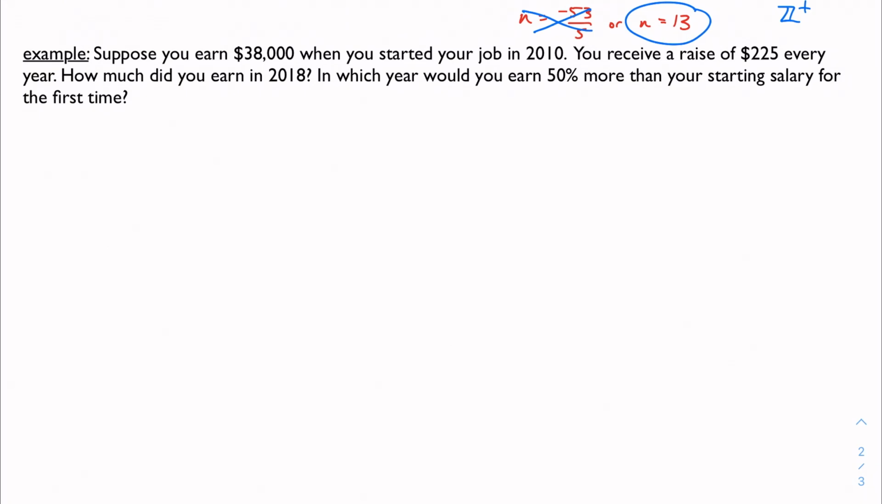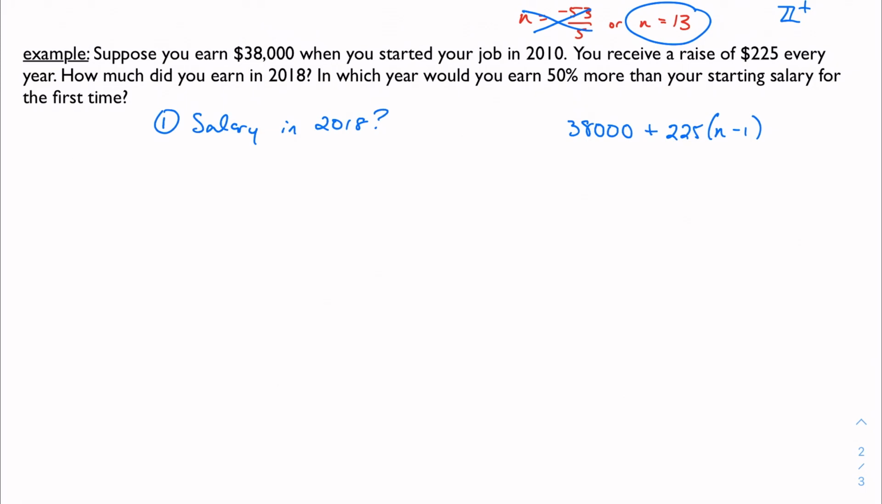Let's take this in pieces. How much did you earn in 2018? Well, this is a series. This is an arithmetic series. I have $38,000, and I'm adding $225 for every additional year that I've worked there. So we can make a series out of this, a sequence out of this.